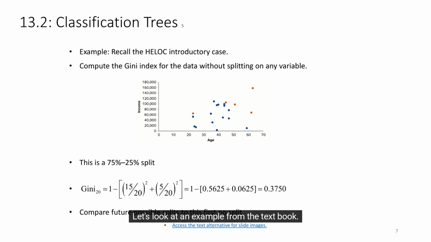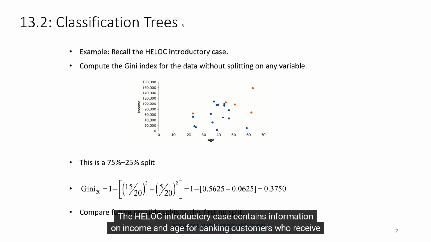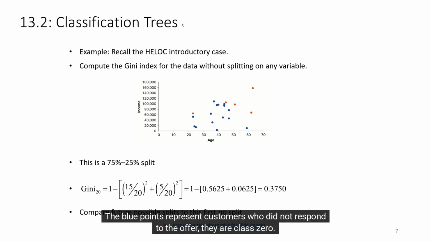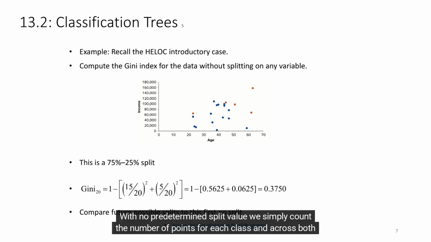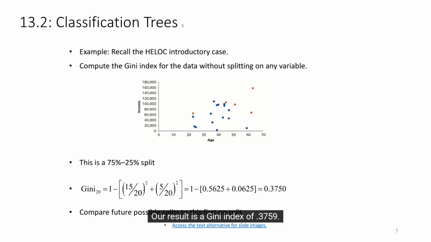Let's look at an example from the textbook. The HELOC introductory case contains information on income and age for banking customers who receive a HELOC offer. The blue points represent customers who did not respond to the offer. They are class 0. The orange dots represent customers who did respond. They are target class 1. With no predetermined split value, we simply count the number of points for each class and across both classes. Our result is a Gini index of 0.3759.